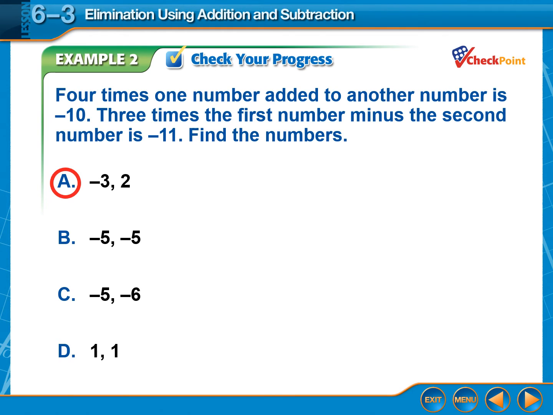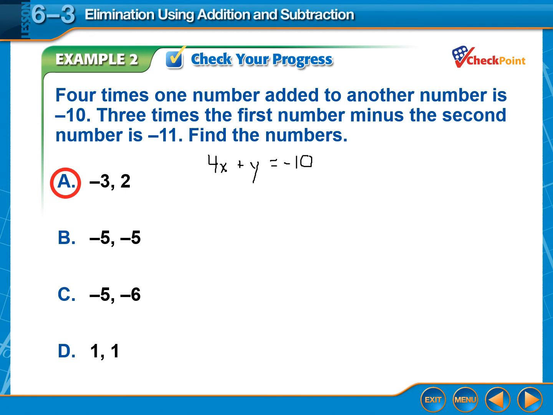And in the first situation, we're dealing with 4 times one number. So that's going to be 4 times x. So 4 times one number is added to another number. So we're adding it to our second number, which we're going to call y. So 4x plus y is equal to negative 10. Right, so that's our first situation. 4 times one number added to another number is negative 10.